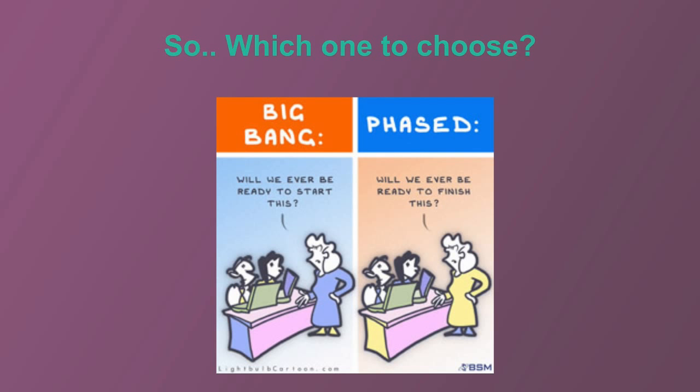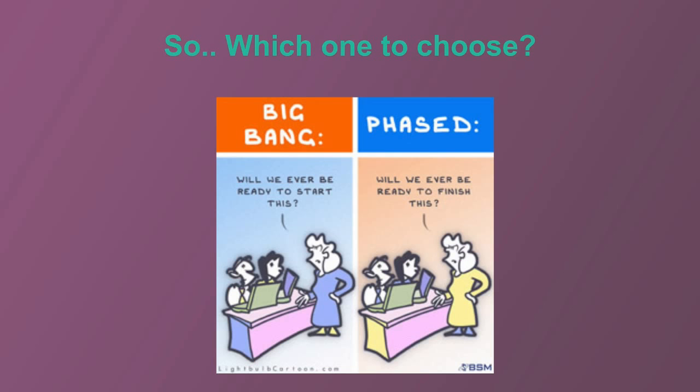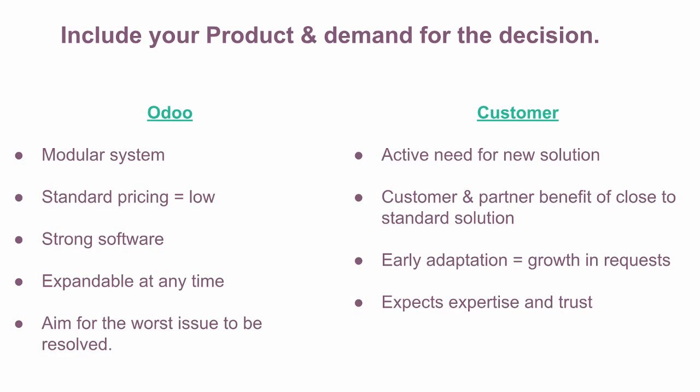With the phasing approach, you can have the same type of reaction. Okay, we are busy, but there's no end. Where's the end of the tunnel? When a phase is done, we again need to start and again need to start. So in both ways, you always get some reaction from the customer. But in order to make a decision, you need to look at what is the type of product that we're offering.